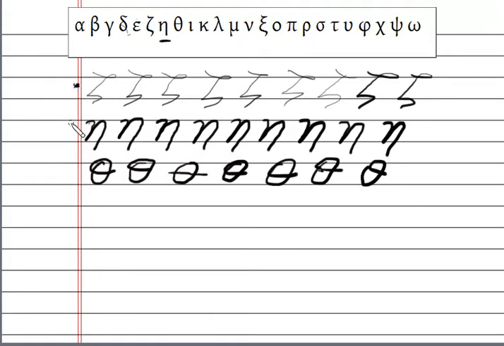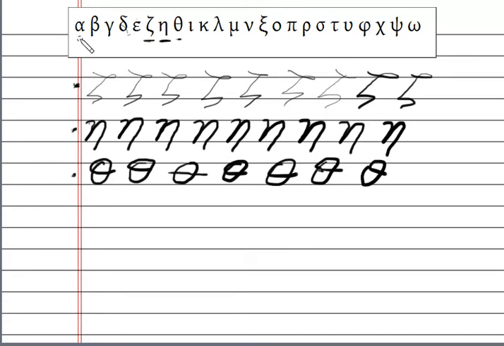So I go zeta, eta, theta. Zeta, eta, theta. Alpha, beta, gamma, delta, epsilon, zeta, eta, theta. Theta, eta, zeta. Alpha, beta, gamma, delta, epsilon, zeta, eta, theta.